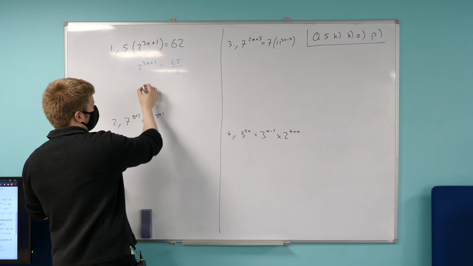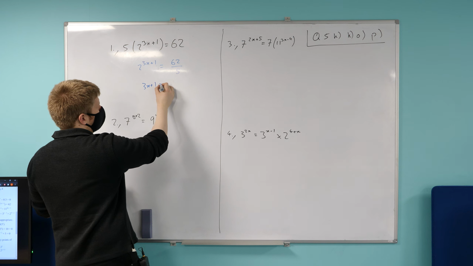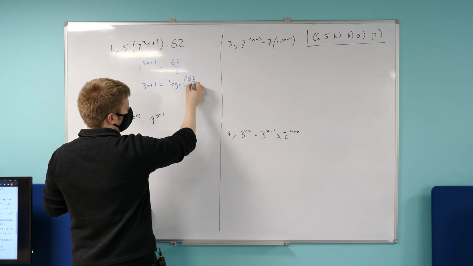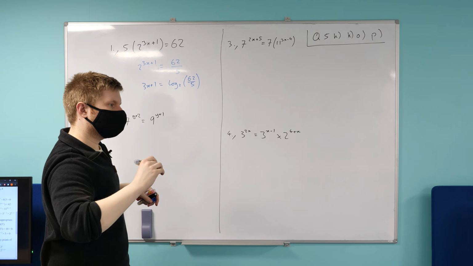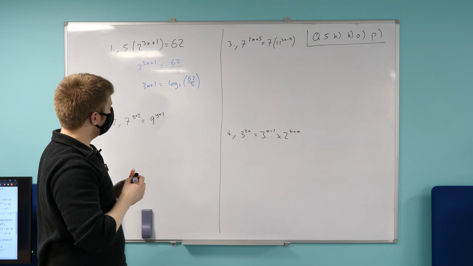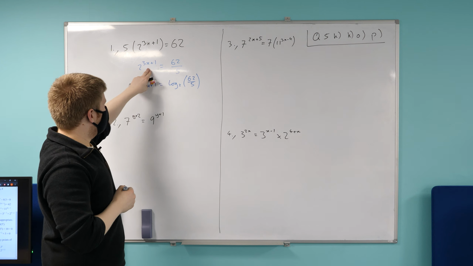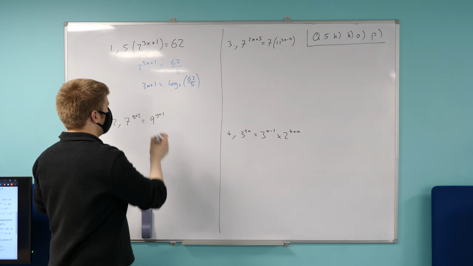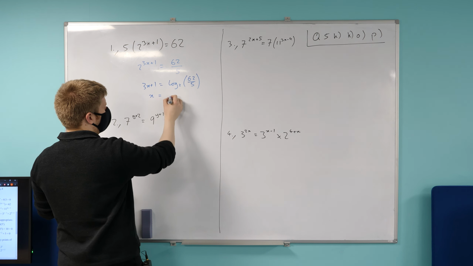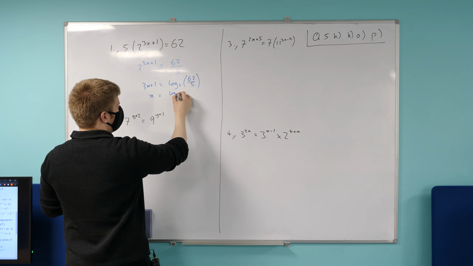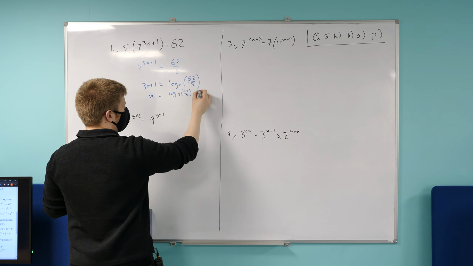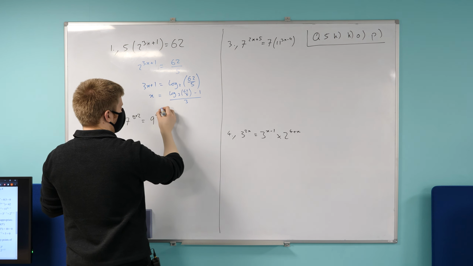So in this case, you get 3x plus 1 equals log to the base 2 of all of this thing. Does that make sense? So in other words, you just get the 2 to the power of something on its own on the left-hand side and just a number on the right-hand side. So in this case, if I take away 1 and divide by 3, I get x equals log to the base 2 of 62 over 5, minus 1, divided by 3.